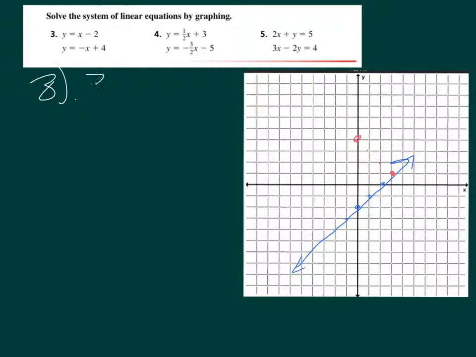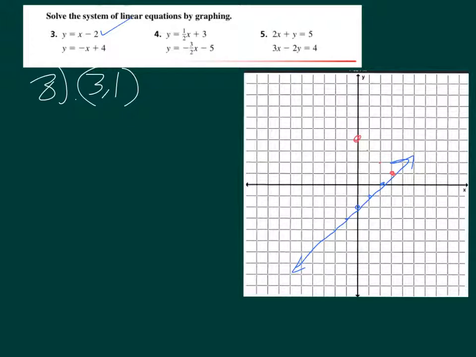Now, I'm not going to show the work here, but I will talk through checking to make sure that that's correct. So 1 equals 3 minus 2, which is 1 equals 1, so it checks out for the first one.